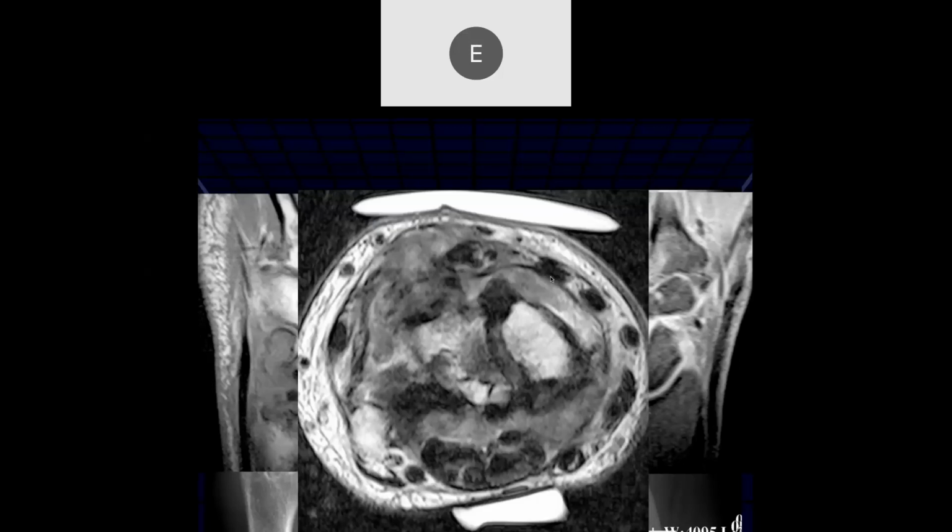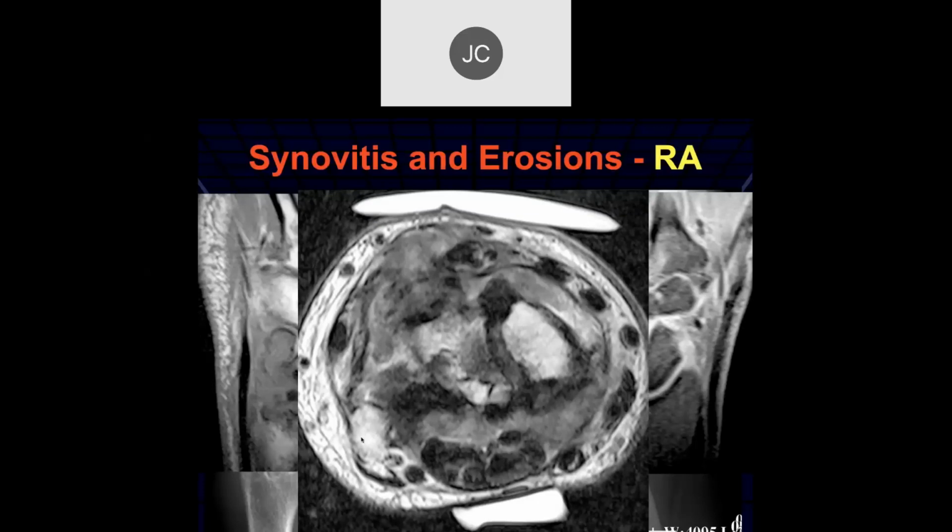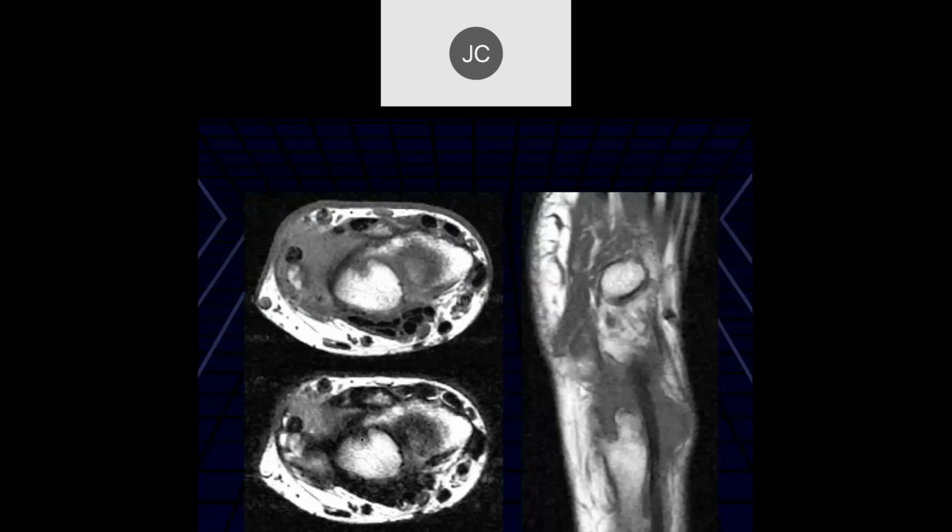Many more erosions on the MR. And here we can see marked synovial thickening, marked irregularity due to extensive erosive changes of the carpal bones. And again, rheumatoid arthritis.